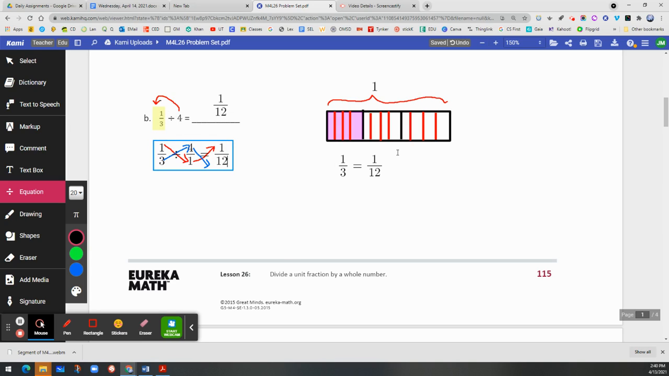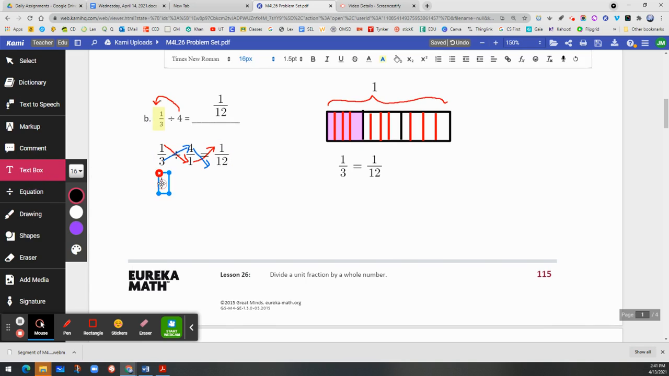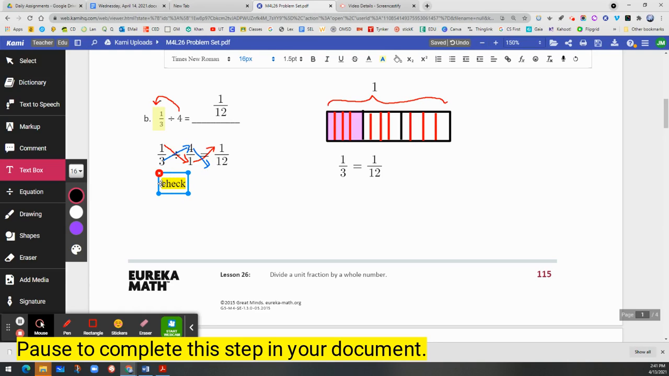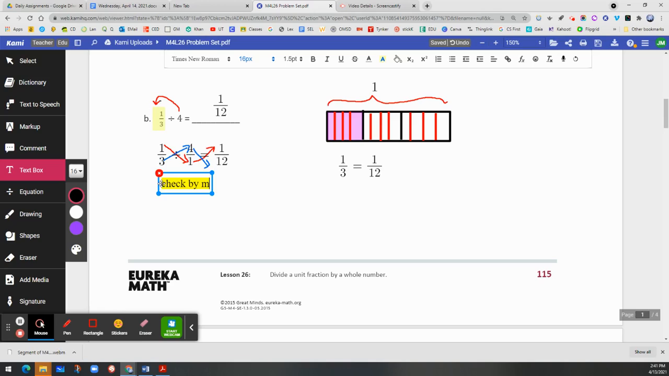Okay, so that's how you solve the problem with a tape diagram and with the division algorithm. And one more thing they're asking us to do is to check this problem. So we're going to write check. We're going to check the division by multiplying. All right, so let's do that.